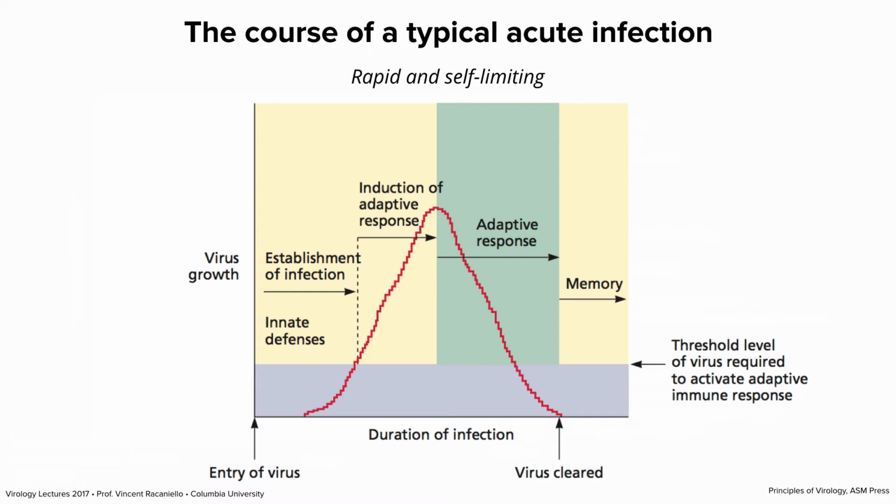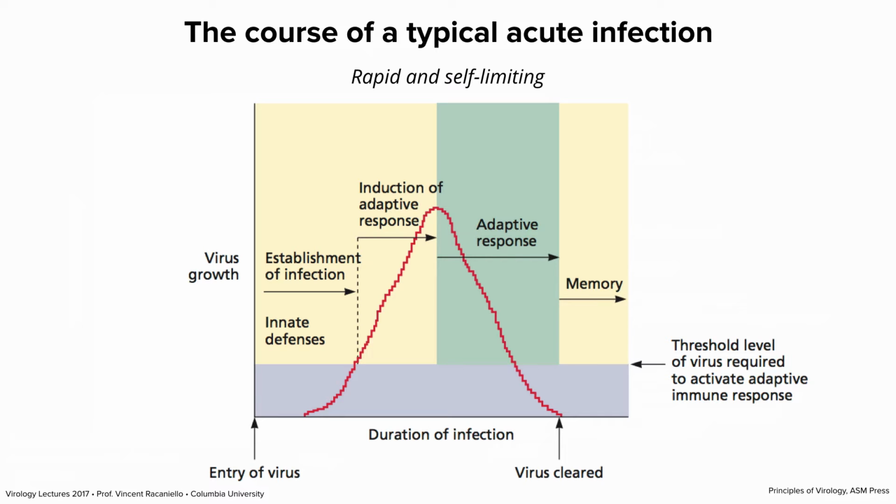Here's another graph showing the course of a typical acute infection. Remember, the characteristics are rapid and self-limiting infections. Here again we're looking at virus growth on the y-axis. On the x-axis we've infected a host, and we're looking at time after infection.